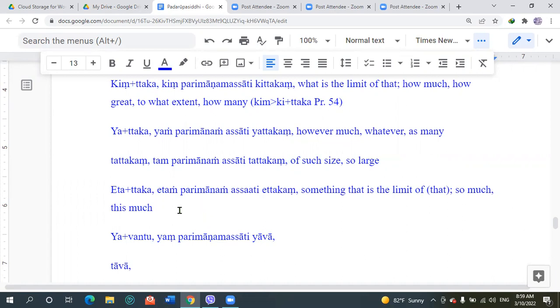Okay, so here again, what formation do we need to study? Eta-taka: eta changes to a by this last chapter, 423. In my note, Taddhitakaṇḍa, eta changes to a. Okay, Taddhitakaṇḍa. So they translate it as so much, this much, this much.